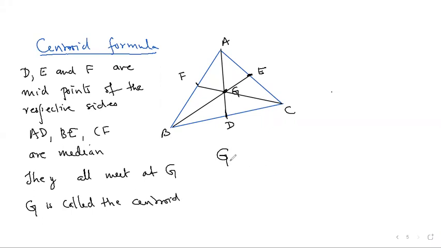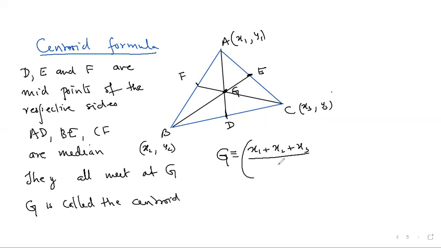And the coordinate of G would be, if we suppose we know the coordinates of A as (x1, y1), B as (x2, y2), C as (x3, y3), then the coordinate of the centroid is also an average. (x1 plus x2 plus x3) divided by how much? How many terms are there in the numerator? 3. Yes, y1 plus y2 plus y3 divided by 3. This is the formula to calculate the centroid.